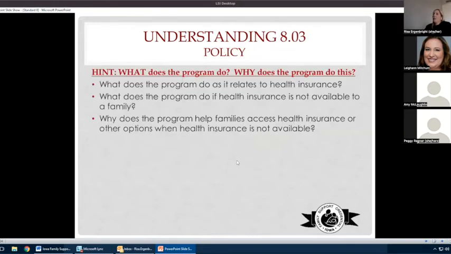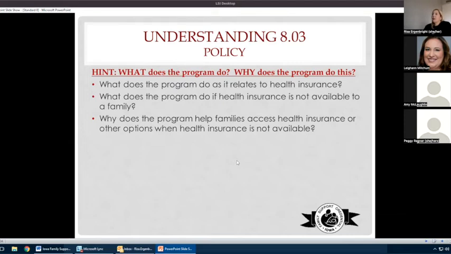So the policy, what does the program do? Why do they do it? What does the program do as it relates to health insurance? What does the program do if health insurance is not available for a family? And why does the program help families access health insurance or other options when health insurance is not available?